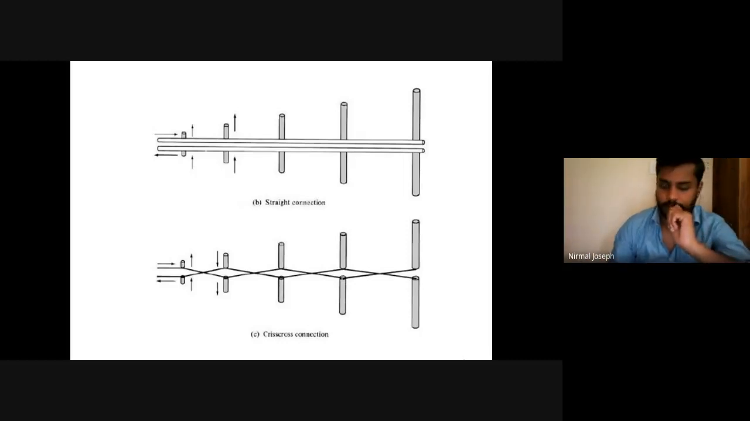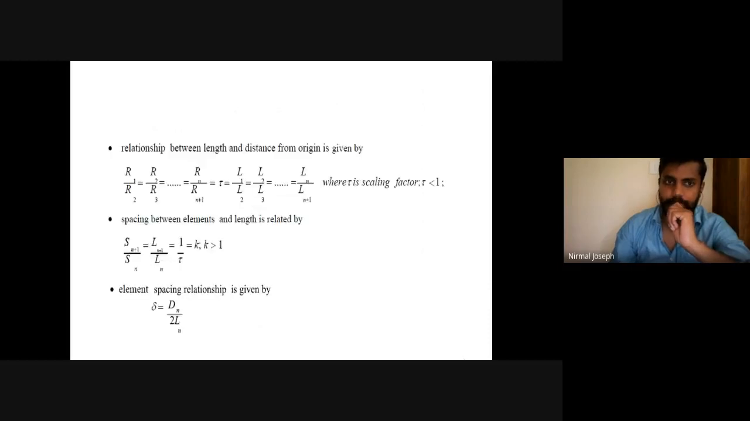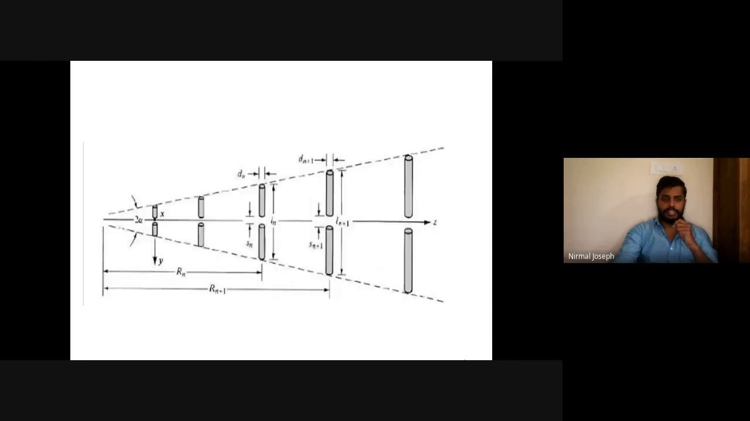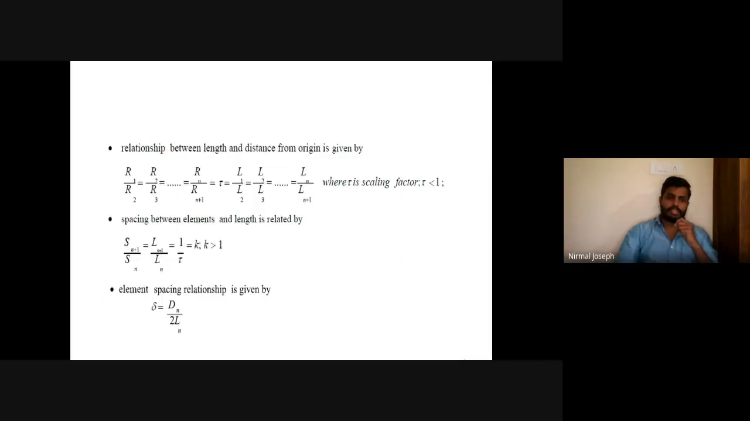Next we will see some mathematical analysis, just simple things. The relationship between the length and distance from the origin is given by taking the ratios R1 by R2, where R is the distance from the origin. Rn is the distance of the nth element from the origin. R1 means the distance of the first element from the origin, R2 means the distance of the second element from the origin, likewise.